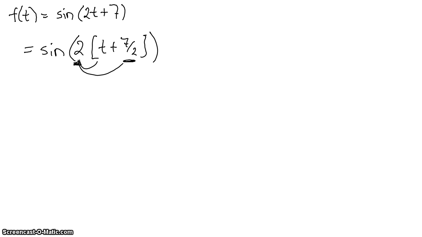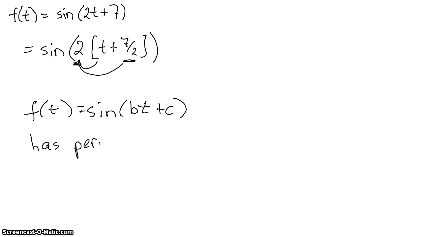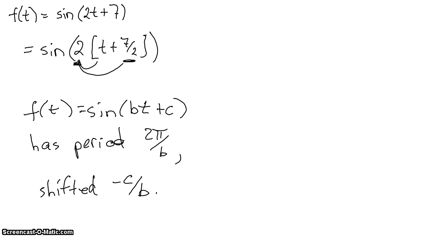It's going to be messy if I try to draw it, but you can just imagine we're shifting by 7 halves. So in general, f of t equals sine of bt plus c has period 2 pi over b, just like before, and is shifted by negative c over b. That's left by c over b if c is positive, and right if it's negative. And that's really the interesting part of this.